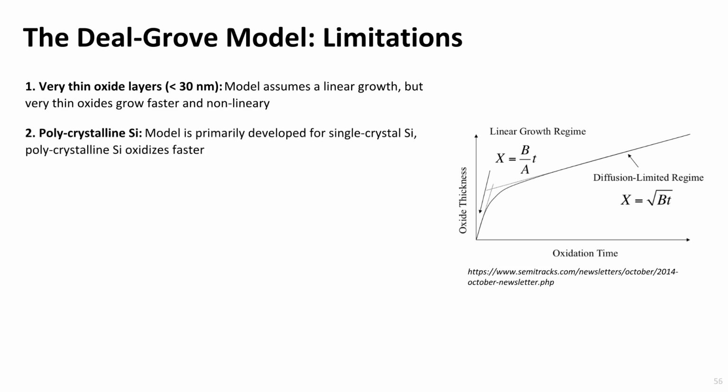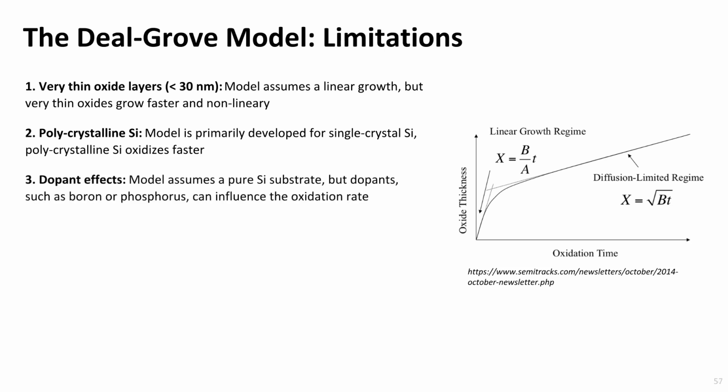The model is primarily developed for single crystal silicon and its application to polycrystalline silicon is limited. The varying crystal orientations and the presence of grain boundaries affect the diffusion and reaction kinetics, which makes it difficult to choose a value for the linear rate constant. Because oxidants can diffuse rapidly along grain boundaries, polycrystalline silicon oxidizes faster than single crystal silicon.